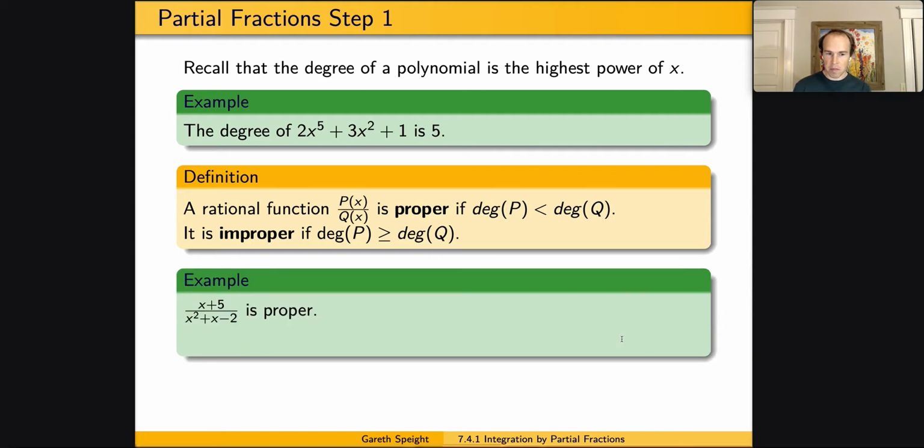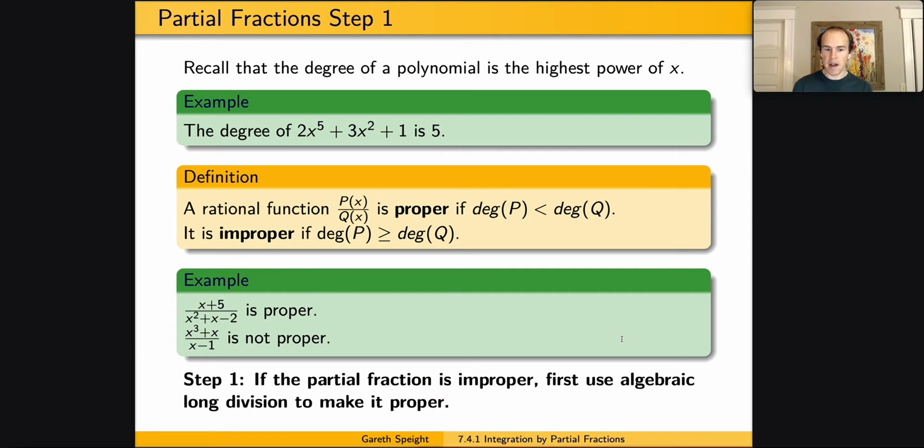For instance, x plus 5 over x squared plus x minus 2: the degree of the top is 1 because the highest power is x to the 1. The degree of the bottom is 2 because we have x squared. So the degree of the top is less than the degree of the bottom. This is proper. But if we look at x cubed plus x over x minus 1, the degree of the top is 3. The degree of the bottom is 1. 3 is bigger than 1. Okay, bad news, that's not proper, or in other words, it's improper.